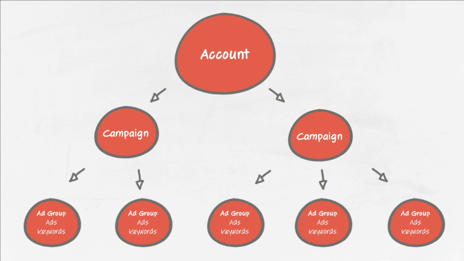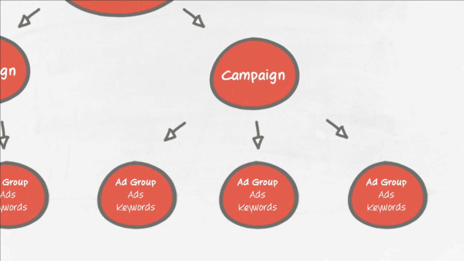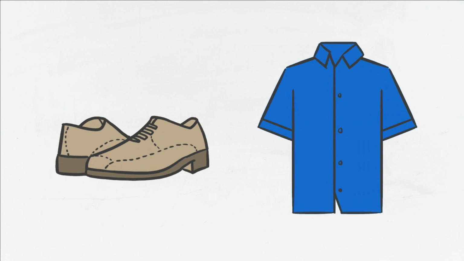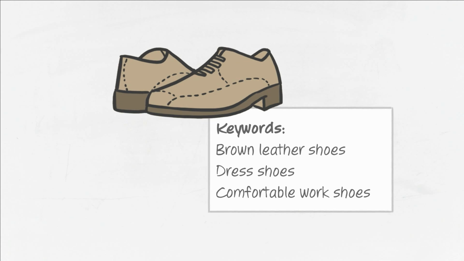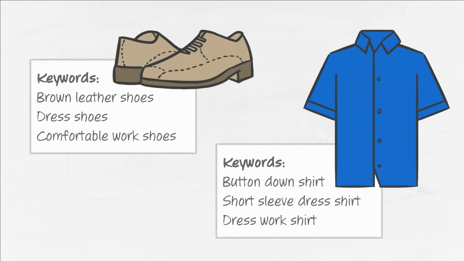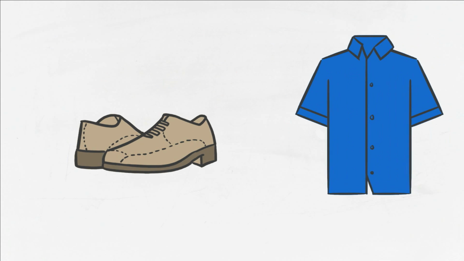By account structure, we simply mean grouping keywords and ads by theme or product. In other words, if you're selling shoes and shirts, you could have one group of keywords for shoes and another for shirts. There are many reasons why account structure can benefit your online advertising and make your life easier.